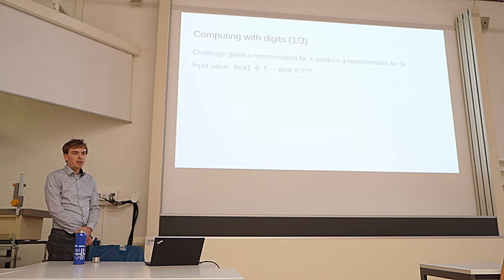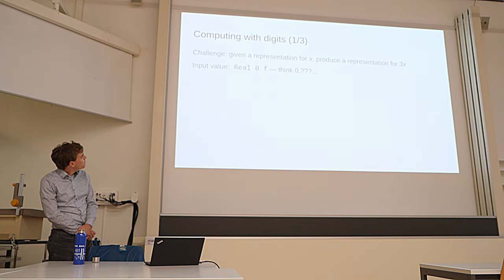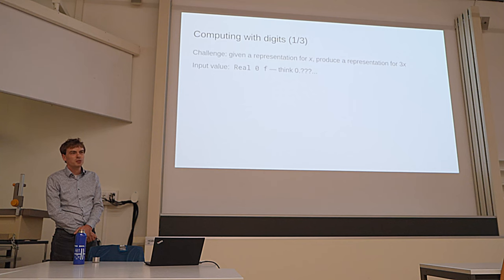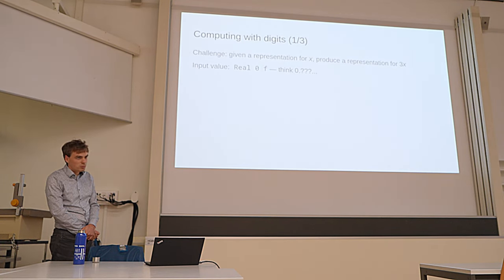Okay, so let's just pattern match on the input, right? Well, it's a real, and I get the first field. Turns out it was a 0. And the second field, well, remember, it's a function, right? We cannot pattern match on functions. We just know it's a function. So this is something like 0 dot question mark, question mark, question mark. Okay, we should produce some output real numbers.